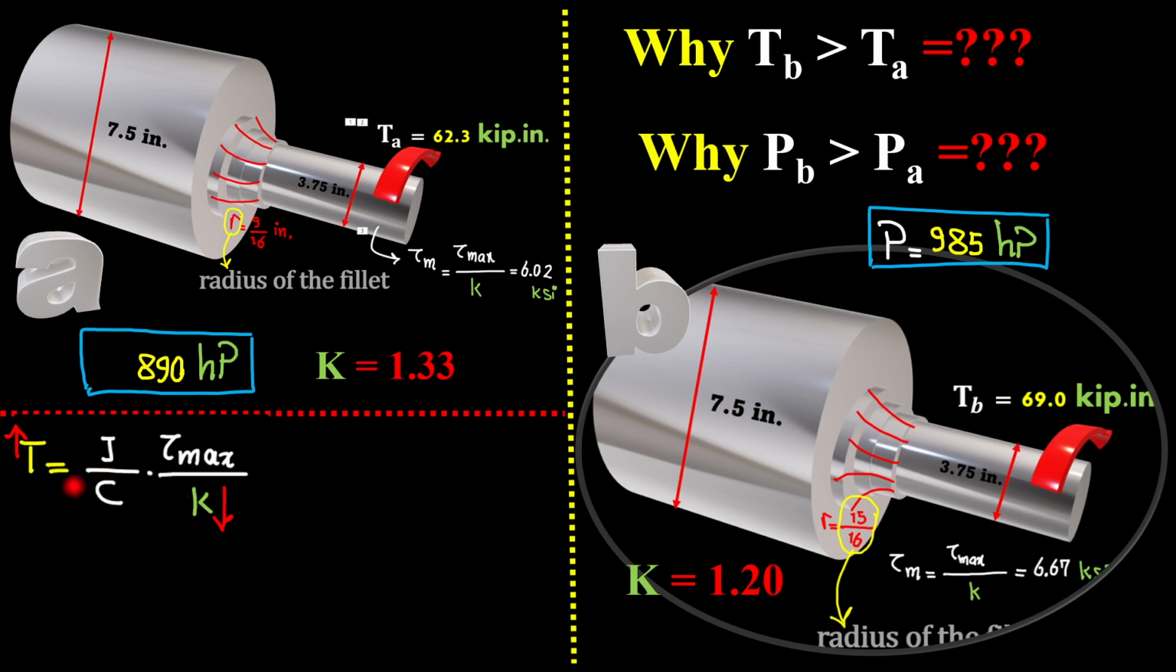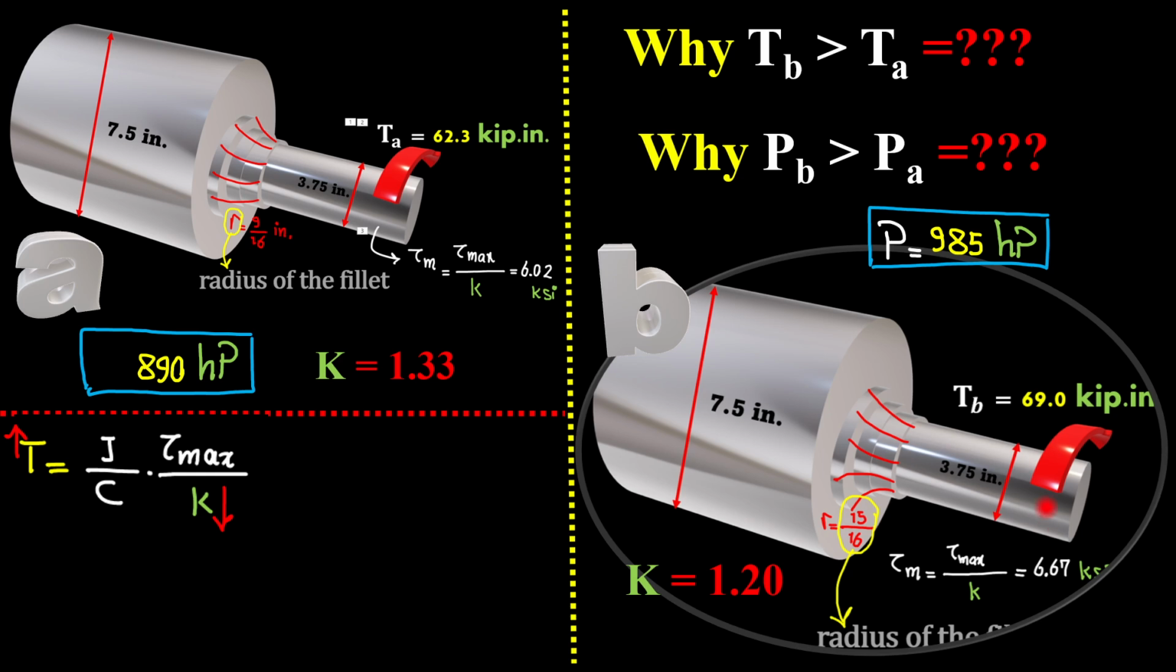The reason for that is the formula for torsion is J over c times tau max over K. As soon as K is reduced, as you can see, by increasing the radius of fillet, the stress concentration factor decreases, and that's logical because the transmission of torsion becomes smoother to the other half. Then torsion is increased, and that's why T sub A is smaller than T sub B.